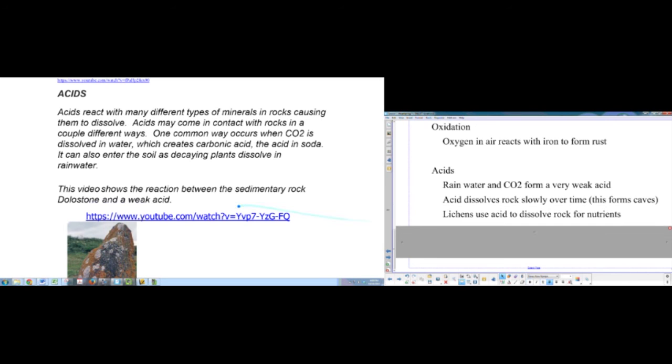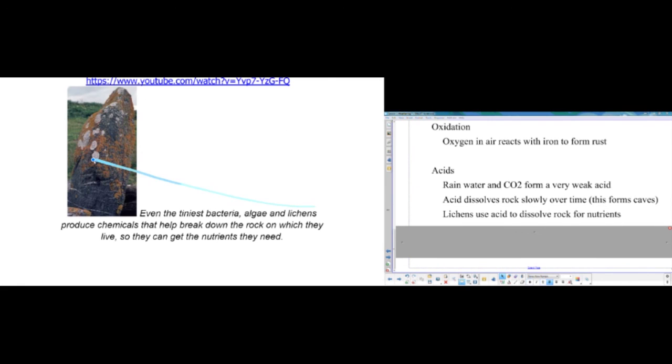The last example, this rock here. You've all seen rocks, at least some old gravestones have these on them. These are called lichens. Lichens use acid to dissolve rock to get their nutrients. They don't need any soil to live on. What they need is a rock, and they make acid and dissolve the rock itself.